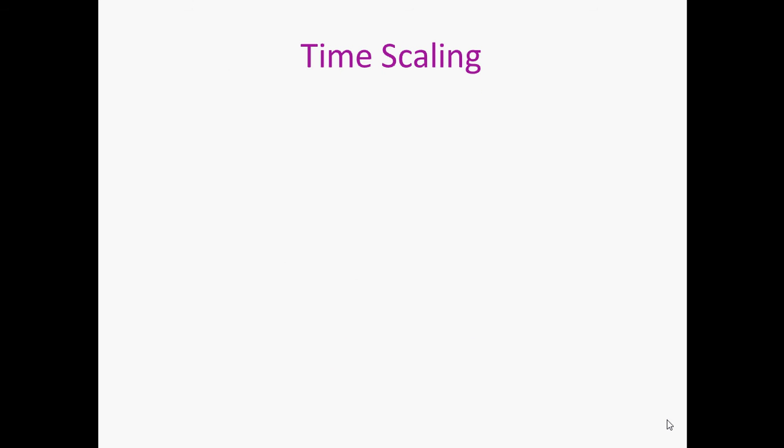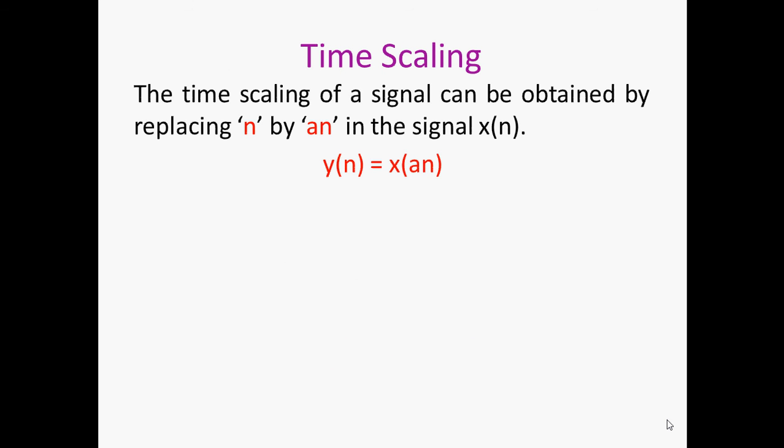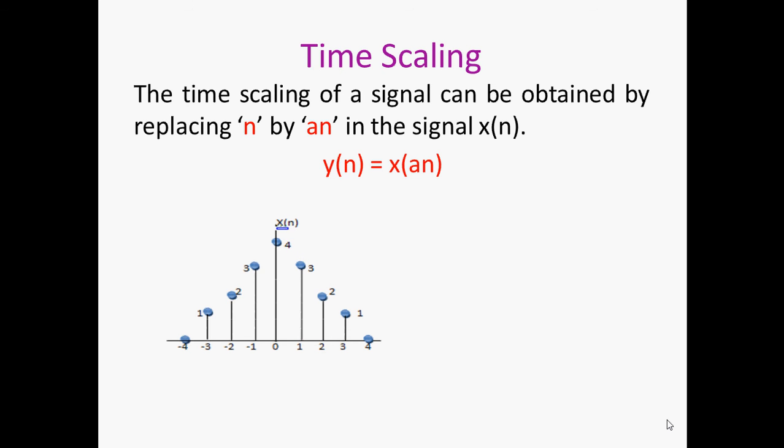Next is time scaling. So the time scaling of a signal can be obtained by replacing n by an in the signal x of n. That is, the time period is scaled by a constant value a. So y of n equal to x of a n. So if x of n is given from minus 3 to plus 3, then its corresponding x of 2n is decimated as this.